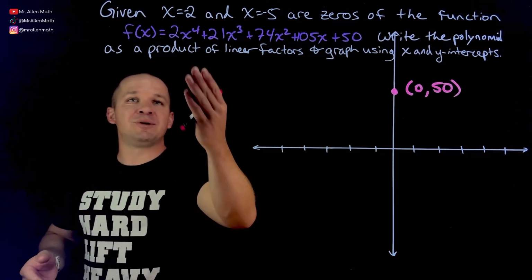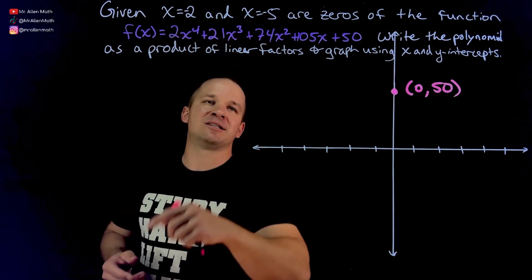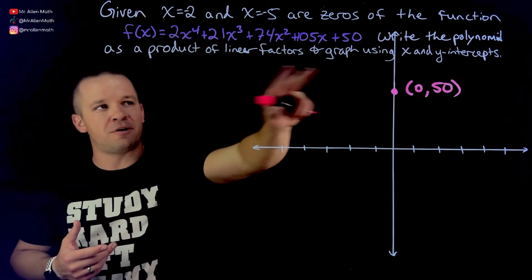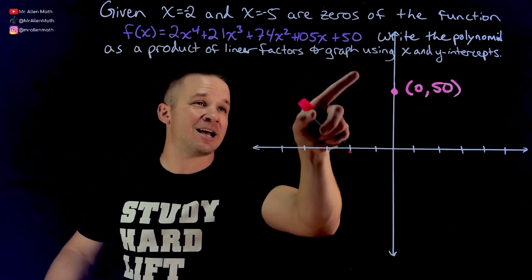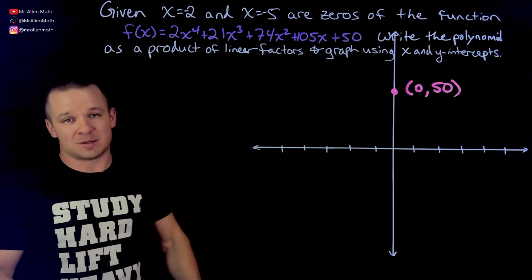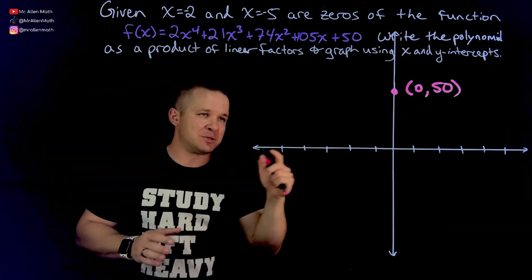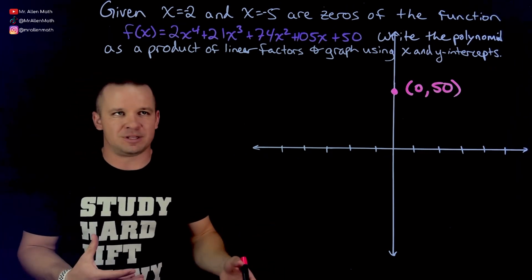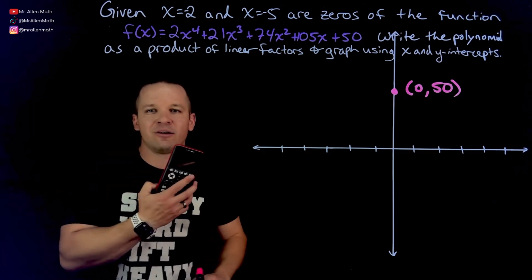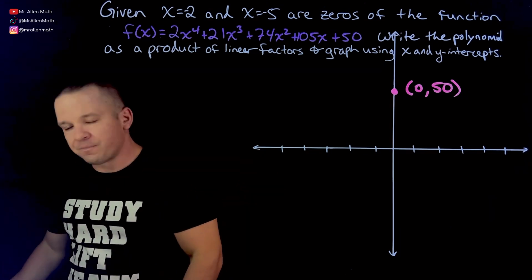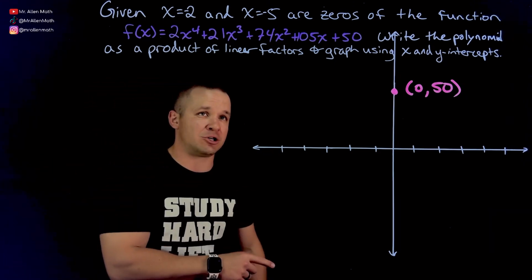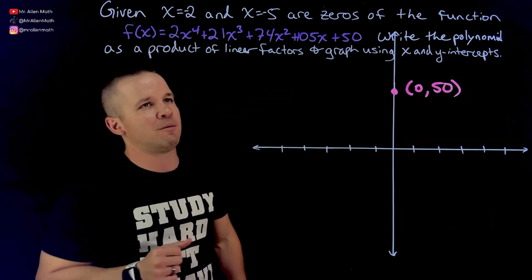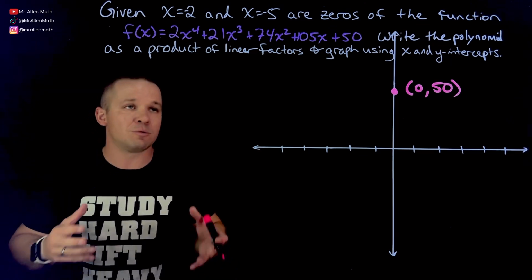Okay, well, I'm given x equals -2 and x equals -5 are zeros of this function. It's asking me to write the polynomial as a product of linear factors and graph it using the x and y intercepts. Well, we got the y-intercept, so we're ahead of the game here. But how do I deal with this? Now if I had a calculator, I could plug it in and find my x-intercepts and all that. But generally speaking, these are going to be in a non-calculator section. If the numbers get a little too crazy, I might bust that bad boy out. But I'm going to show you basically how to do this without a calculator.